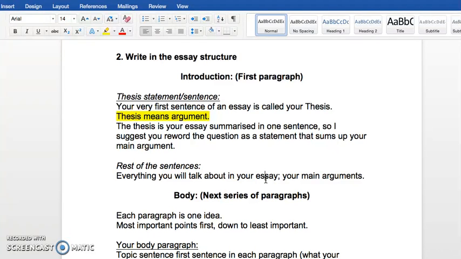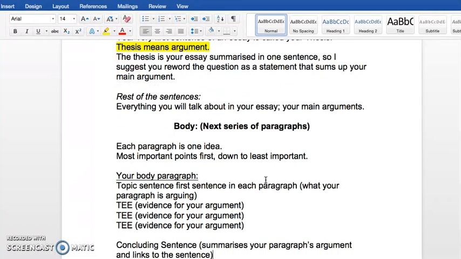So let's look at your body, which is your next series of paragraphs. Each paragraph is on one idea. You start with the most important points first, down to the least important. It's different to a narrative. You don't need to have a climax towards the end.